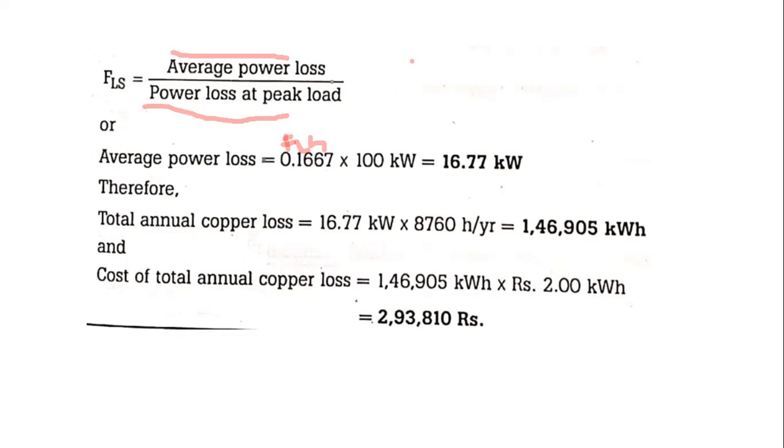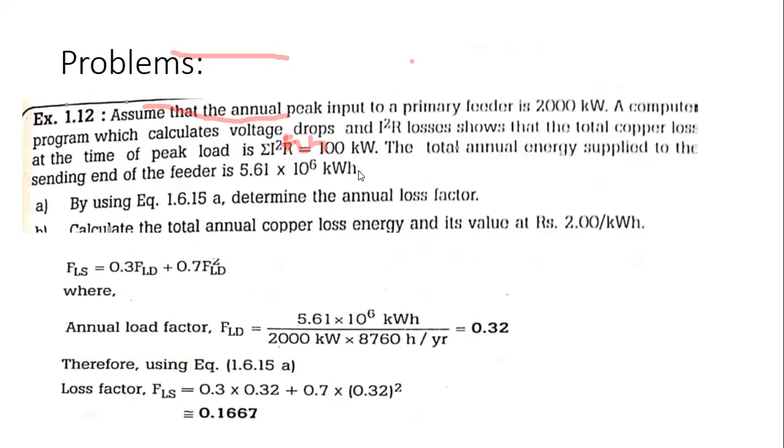We will pay the total copper losses cost. Okay, these are the various formulas for deriving the loss factor and the load factors. First of all, we remember these formulas. FLS is the loss factor. FLS is equal to 0.3 FLD plus 0.7 FLD square, where FLD is the load factor.